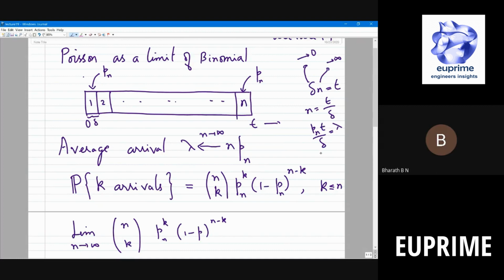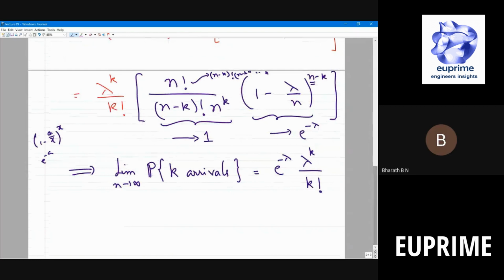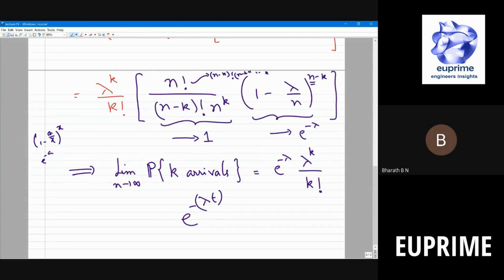So now if you substitute this, what you end up getting is e power minus lambda t. That is the number of arrivals per second times t, the total number of arrivals in t time slots. Then (lambda t) power k over k factorial. So that's what we get for k arrivals. This will be your Poisson. This is homework. You have to check this.